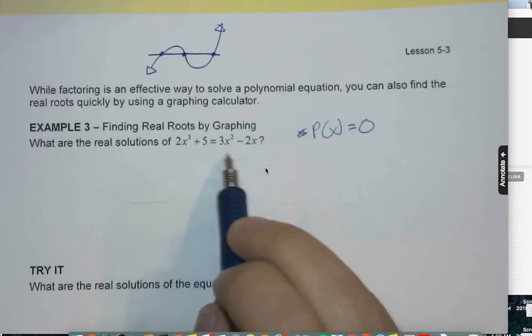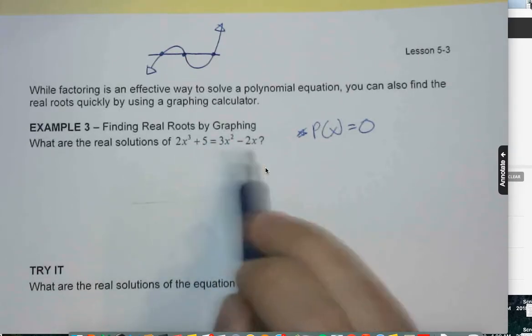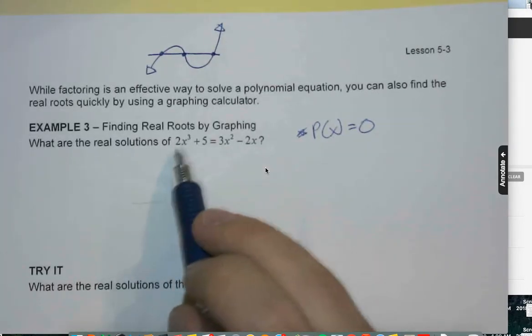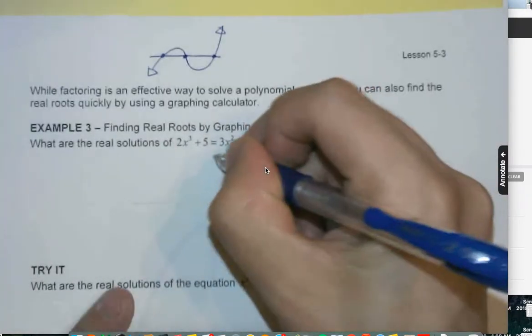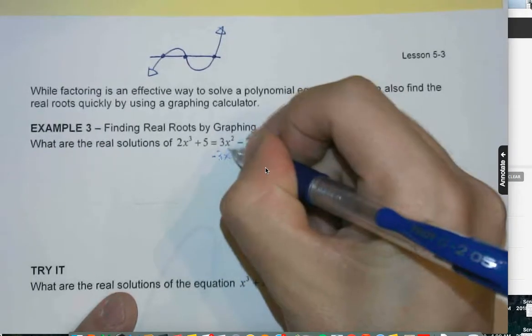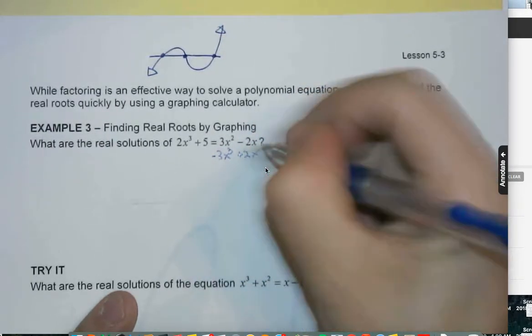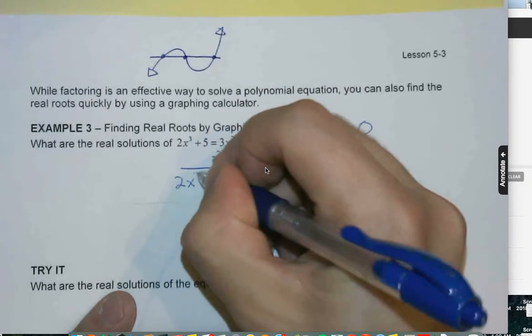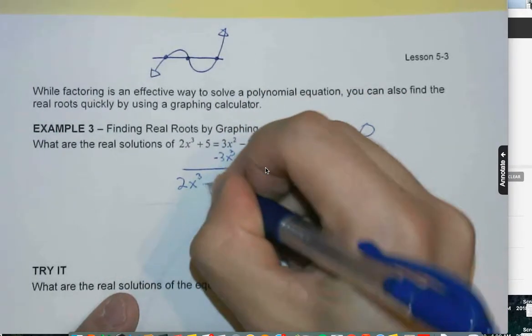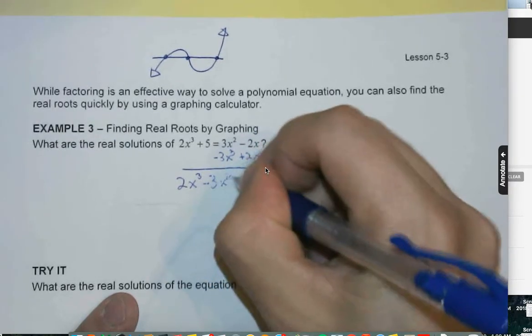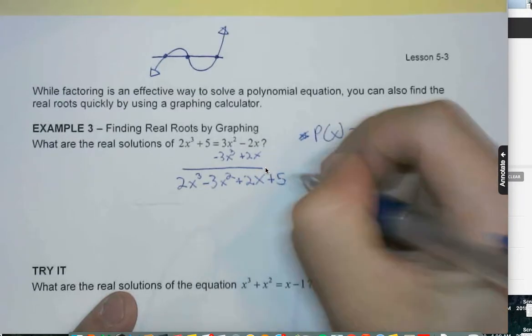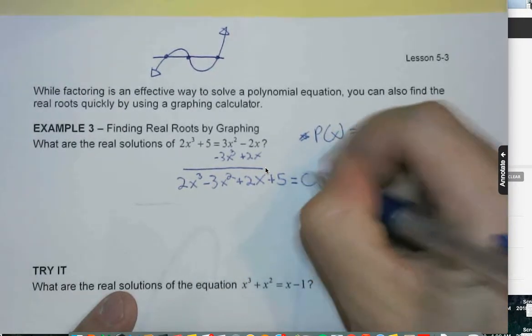I think it'll be easier to move 3x squared and negative 2x to the left, because this already has a positive leading x cubed term. So let's keep it that way. Let's move 3x squared over. Let's add 2x, take these both to the left side, leading with 2x cubed, minus 3x squared, plus 2x, plus 5, where this is now set equal to 0.